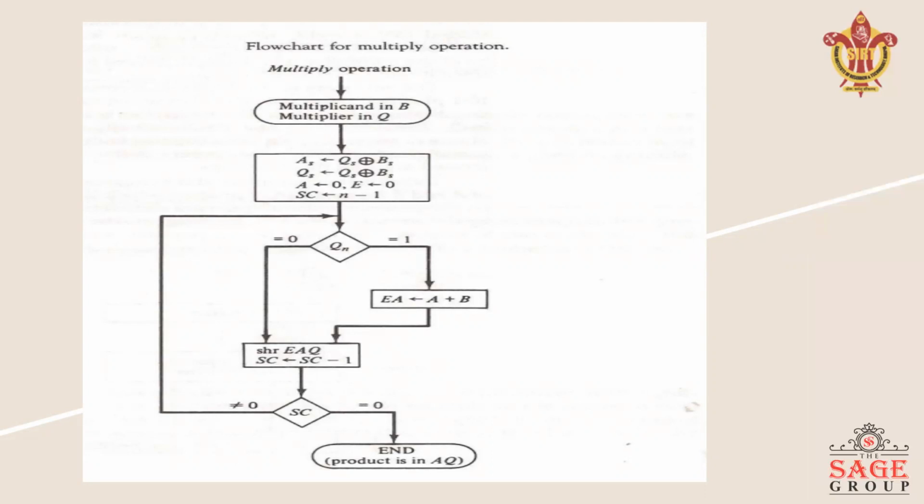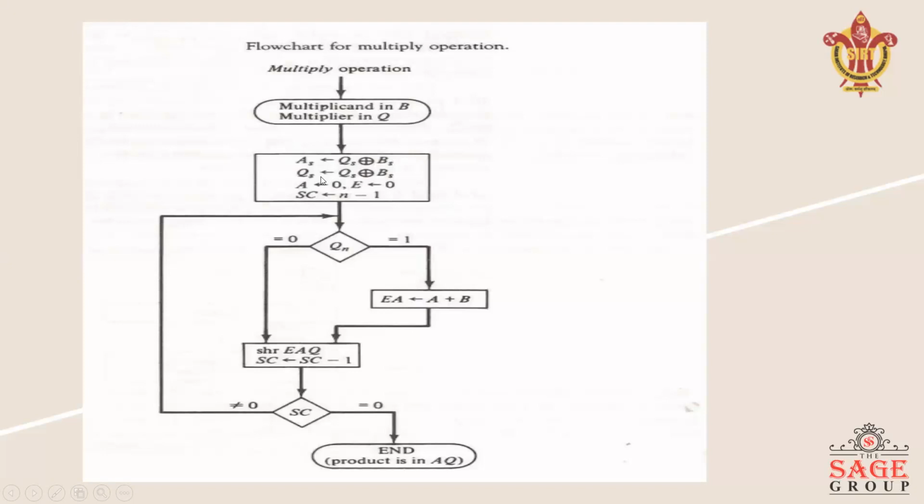We all know that for multiplication, two numbers of the same sign generate a positive result, which is 0. If we multiply two numbers of different signs, like plus minus or minus plus, it will give a negative number as the result. So we take the XOR operation to generate the sign bit of the result. We will get the XOR of the QS bit and BS bit, and store it in QS and AS.